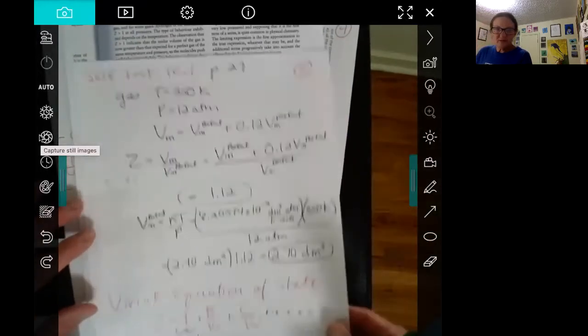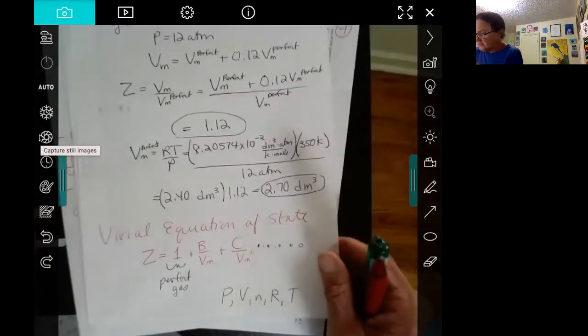1C.1 on page 27. It says a gas is at 350 K, 12 atmospheres, and it has a molar volume 12% larger than that calculated from the perfect gas law. Calculate the compression factor under these conditions and the molar volume of the gas. Which are dominating in the sample, the attractive or the repulsive forces?